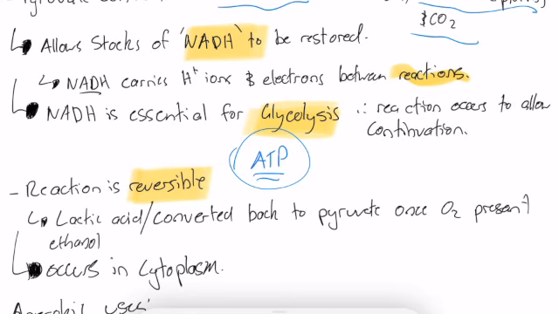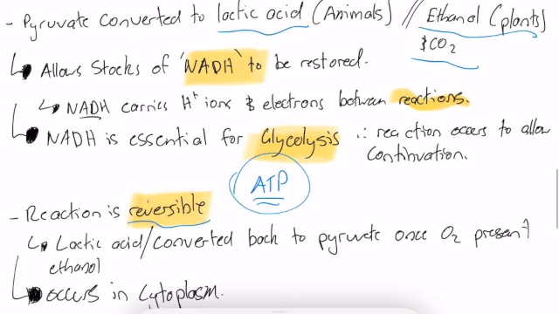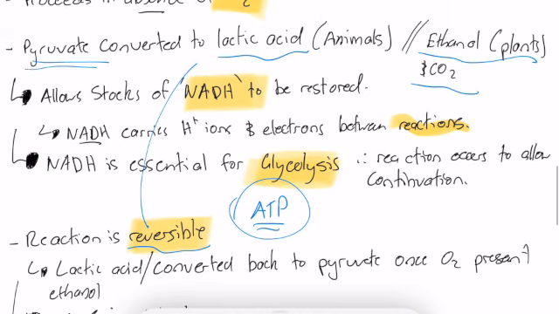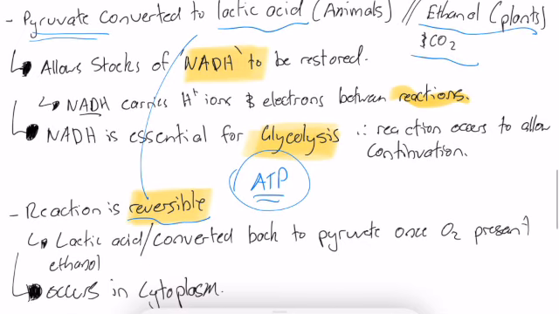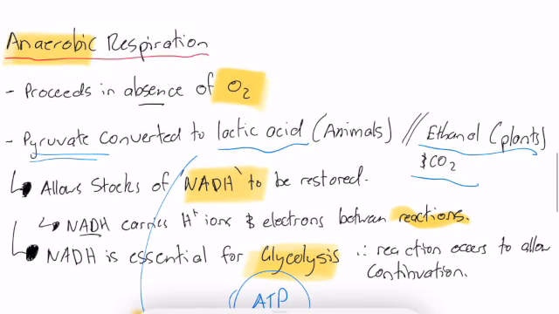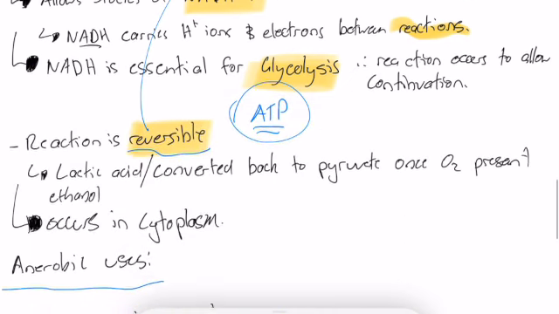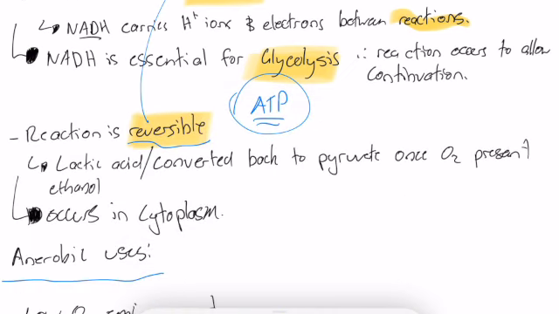It's important to note as well that this reaction is reversible. So, for instance, if we have lactic acid, we can ultimately convert that back into pyruvate at a later stage when the body, so for humans, for instance, are switching back from that anaerobic back to aerobic, which I'll mention shortly.